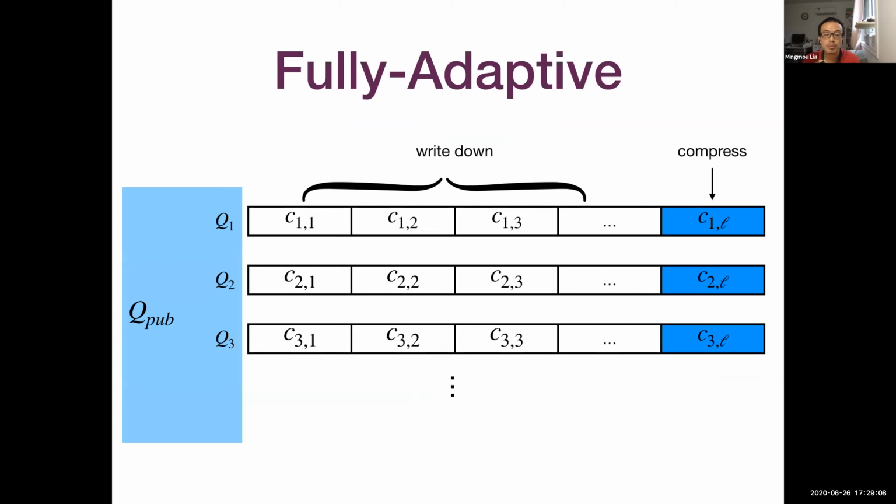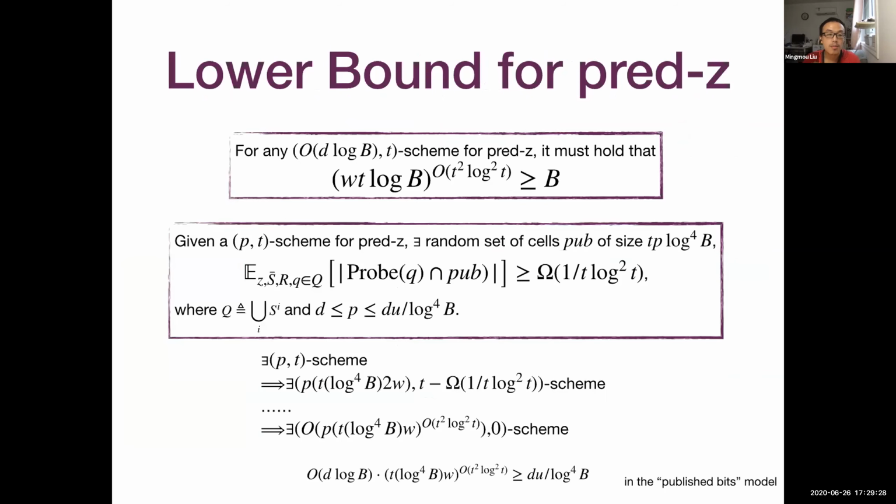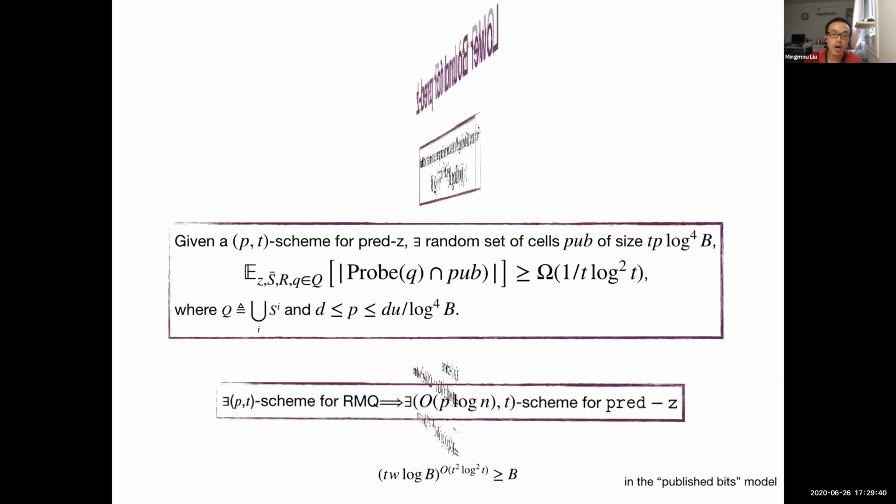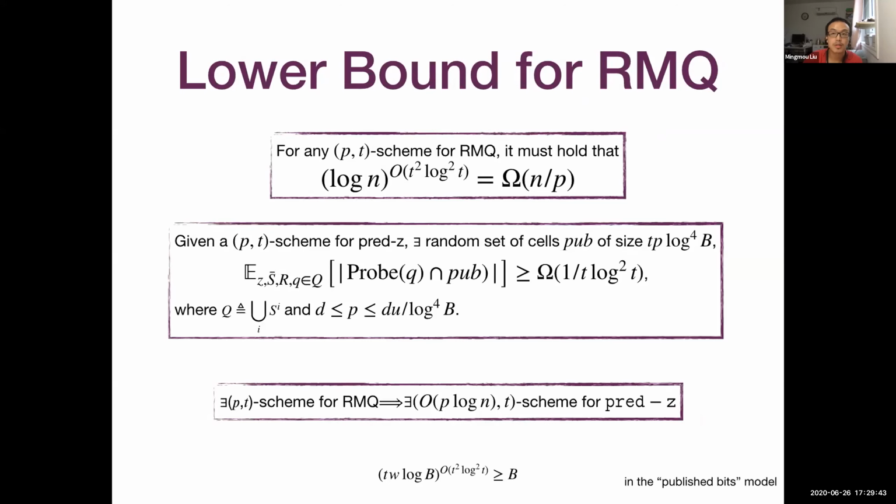To solve this problem, we choose a good L. We write down the first L-1 cells probed by QPAP, so we know the addresses of the L cells automatically. Then we compress the L cells probed by QPAP. By putting everything together, we obtain the round-elimination lemma. By recursively applying the lemma, we have the lower bound for pred-Z. Finally, we have the lower bound for RMQ due to our reduction.